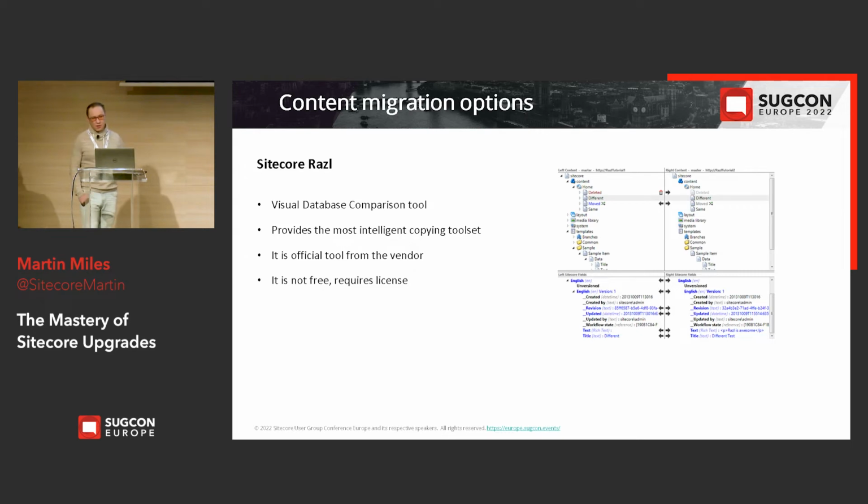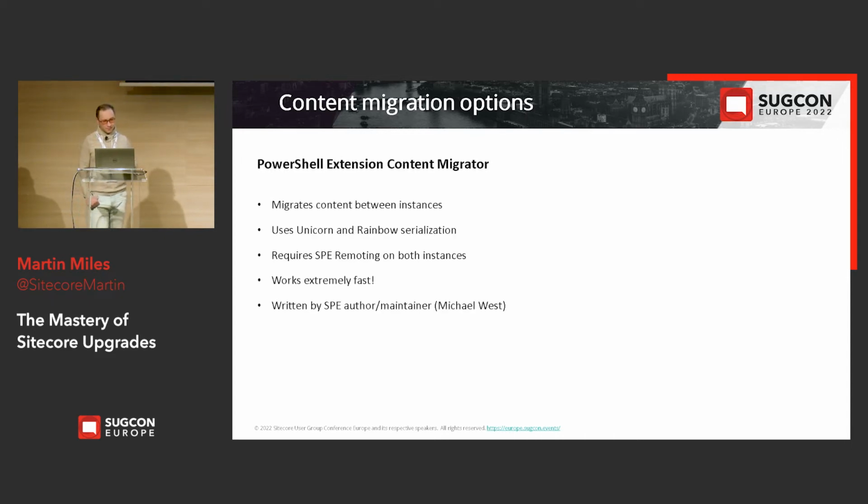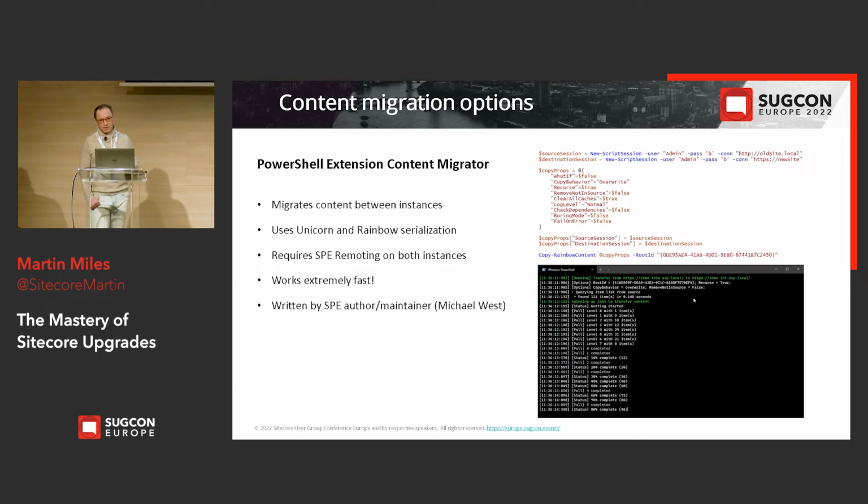Razl is an official tool used for database comparison. It offers quite an intelligent way of copying items between servers, but it's not free and it requires a license, so not many people use it. Then there is the PowerShell content migrator, which was done by Michael West, who is the maintainer of the PowerShell extension. It's quite fast. It's probably the fastest one. I tried that myself several times, and it did a perfect job.